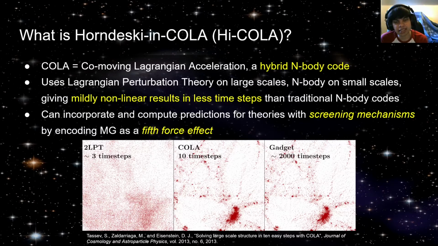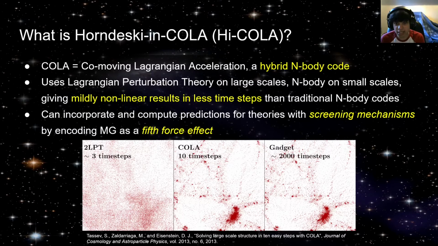So what is HiCOLA? HiCOLA stands for Horndeski-in-COLA, and COLA stands for co-moving Lagrangian acceleration. It's a hybrid n-body code that uses Lagrangian perturbation theory on large scales and an n-body part on small scales, and the marriage of the two gives mildly nonlinear results in fewer time steps than traditional n-body codes. And what we can do is incorporate and compute predictions for theories with screening by encoding modified gravity as a fifth force effect in these COLA codes that were originally designed for GR.